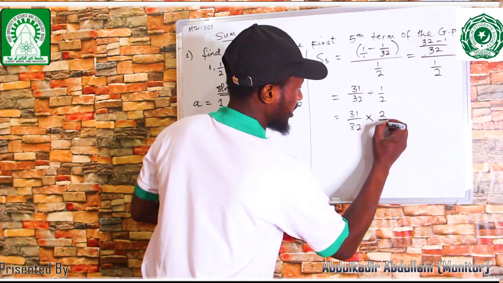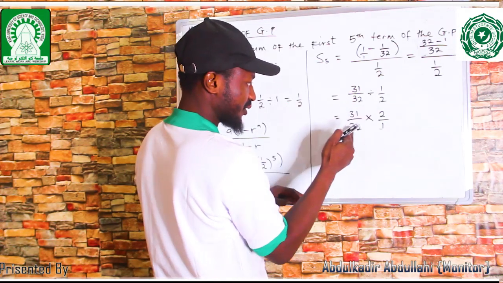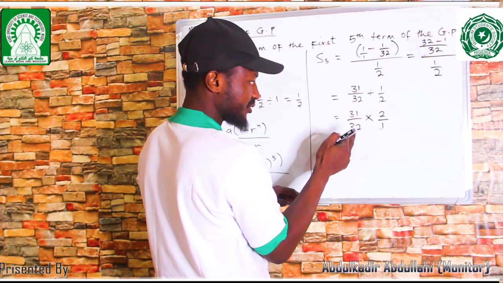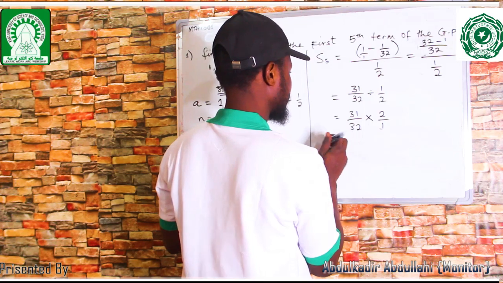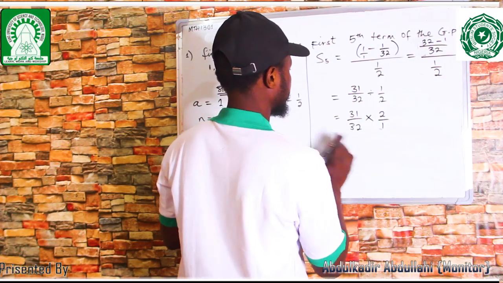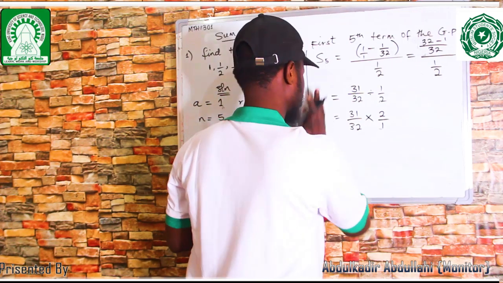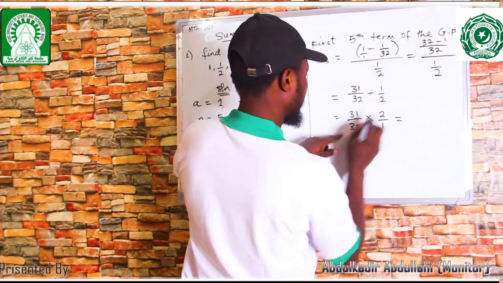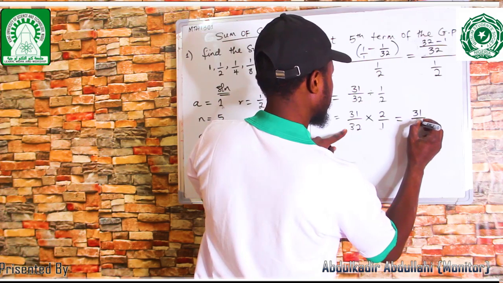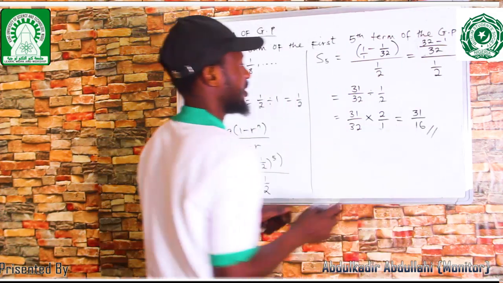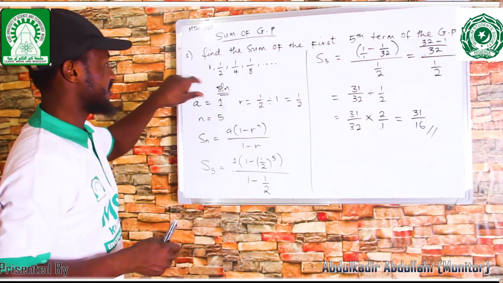We are going to have 2 over 1. So having this, I can cancel 2 here. If I cancel 2 in 32, I am going to have 16. So we are going to have 31 over 16. So this 31 over 16 is the sum of the fifth term of this GP.